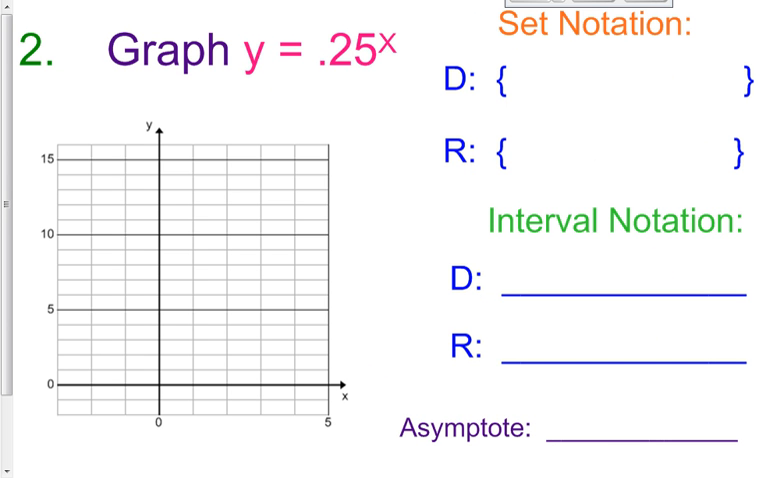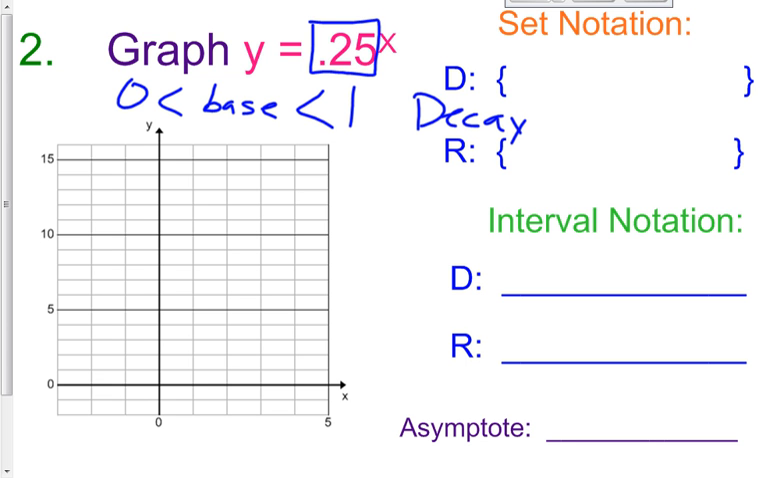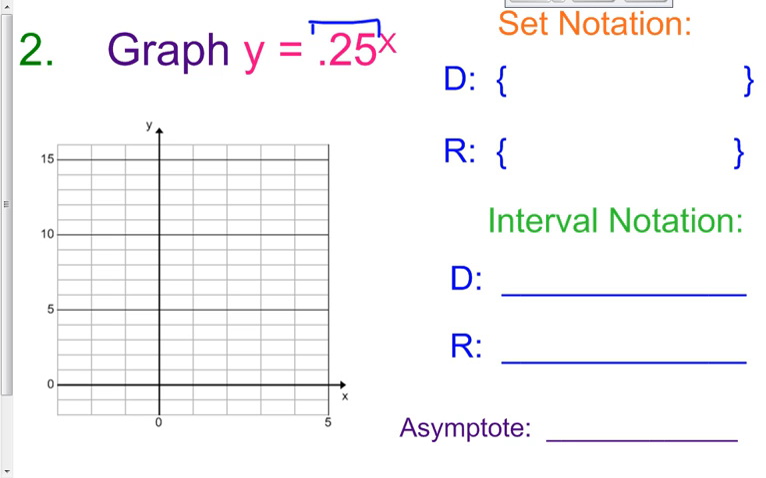On this one, hopefully you see your base as being 0.25. If your base is greater than 0, however, if it's less than 1, this is going to be exponential decay, which means as your graph goes to the right, it is going to decrease your y values. So every exponential decay is going to look something like this. Okay, so here's your growth, and your decay is this one. Okay, so that's how you could always check your work as you graph these in your graphing calculator as well.